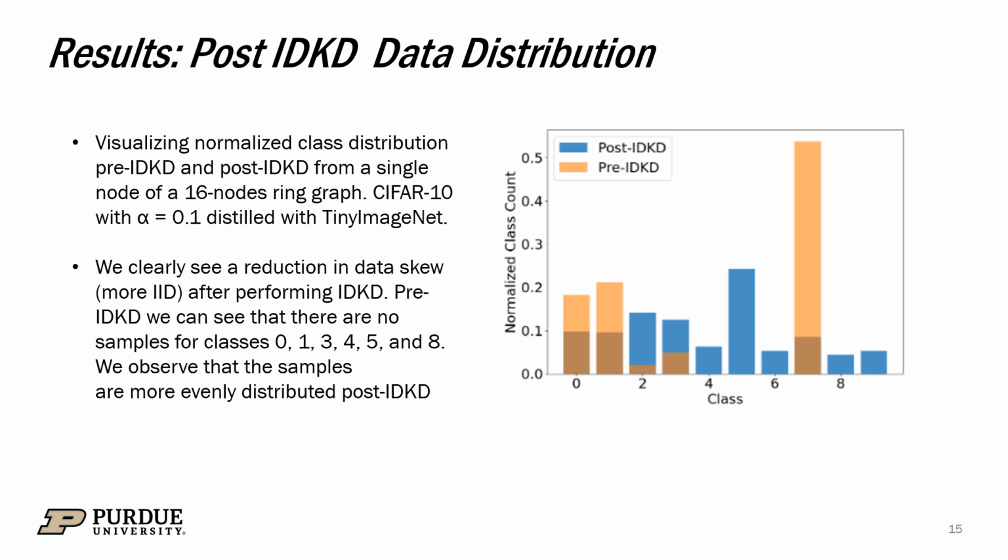Pre-IDKD is visualized in orange and post-IDKD class counts are visualized in blue. We can clearly see before IDKD, there's a heavy skew for classes 7, 0, 1. But after IDKD, the class distribution is more uniform.